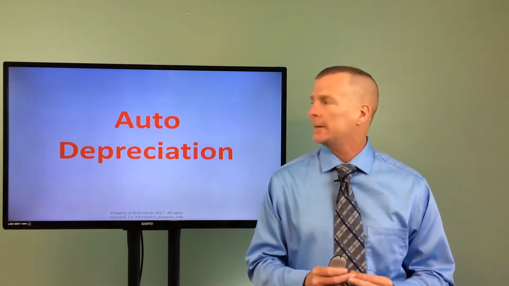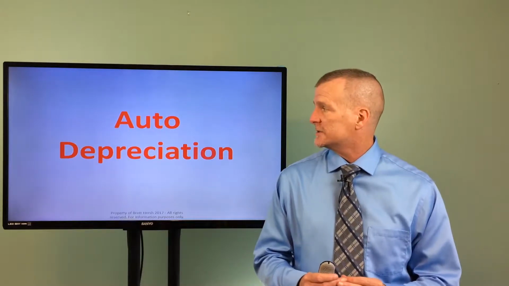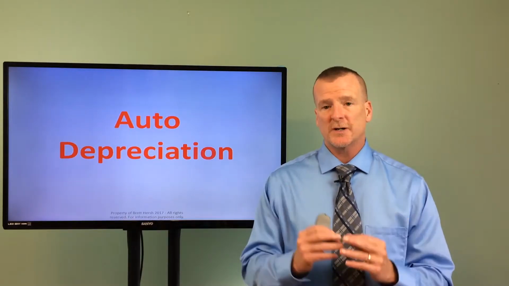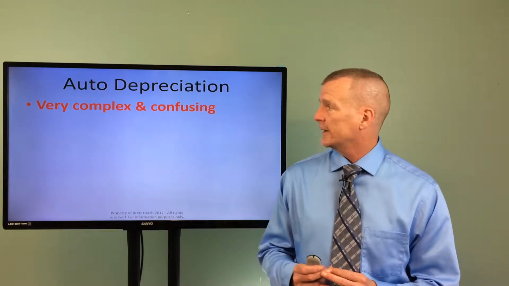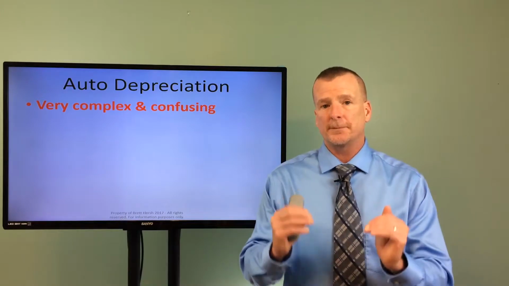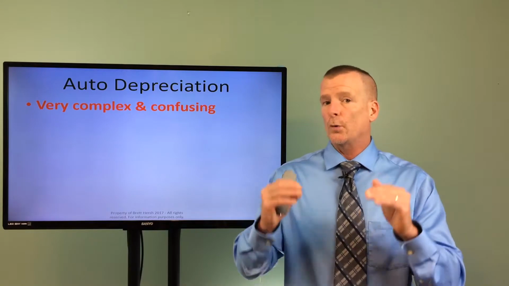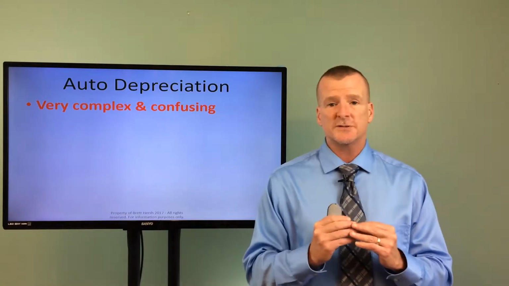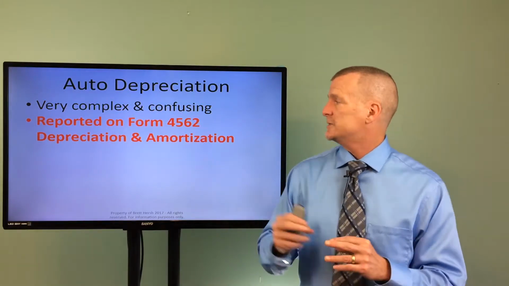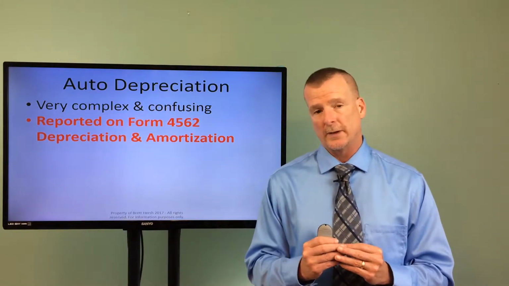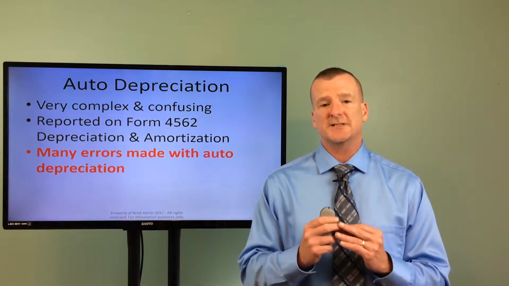Now in this section we're going to get a little complicated here. We're going to try to keep the complication to a minimum, but we're continuing our auto series, which is line 9, car and truck expenses, and we're going to be discussing auto depreciation. Now what I can say about this right off the bat is this is a very complex and confusing topic. In any area of tax code specifically, or in particularly autos, cars and trucks, this is very complex and very confusing. However, depreciation is calculated and reported on Form 4562, depreciation and amortization.